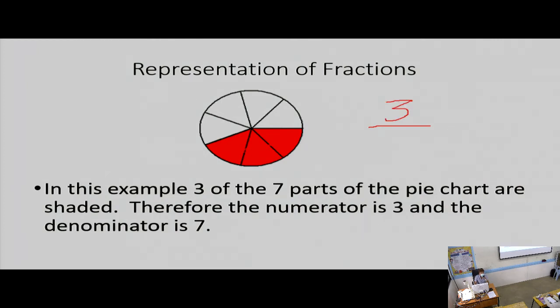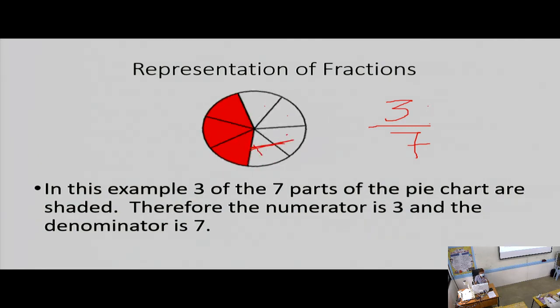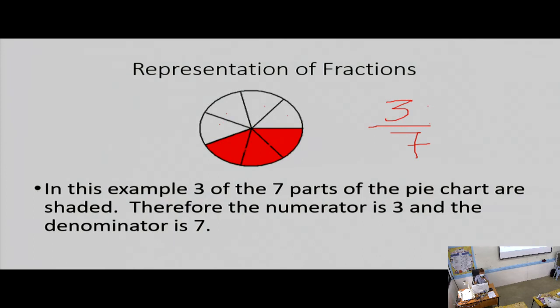Total number of parts. How many parts do we have? 1, 2, 3, 4, 5, 6, 7. So this given representation of the fraction is 3 over 7. Okay? It's really easy, right? You studied it before, right?